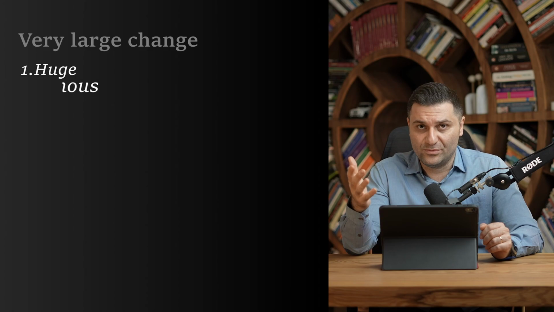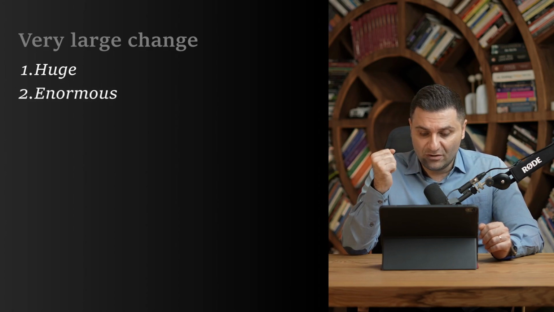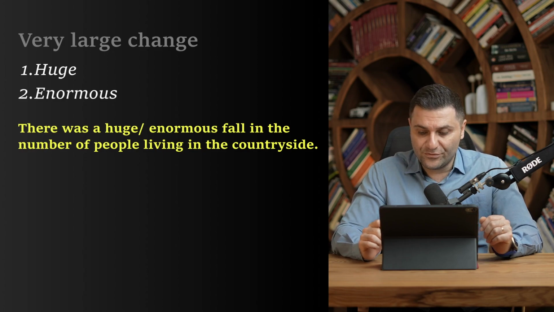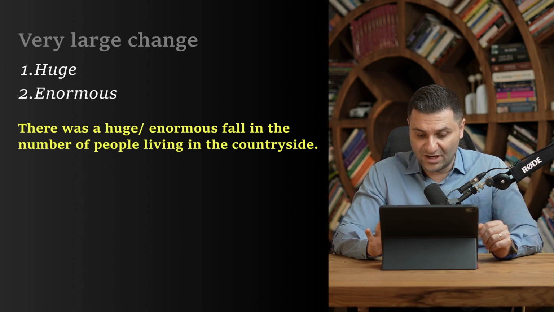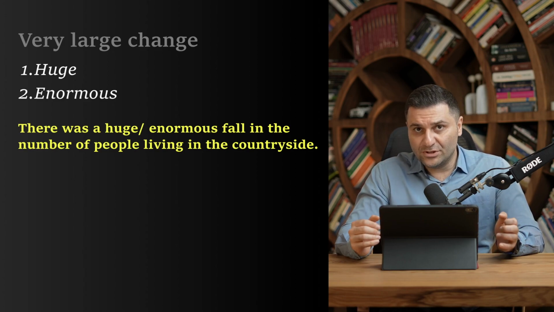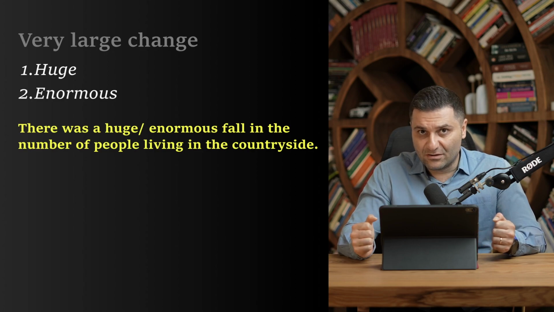Sometimes the change is very, very large, larger than the 3 previous adjectives we worked on. In this case, we can use 2 adjectives. The first one is huge, and the second one is enormous. Huge and enormous. For example, there was a huge or enormous fall in the number of people living in the countryside.